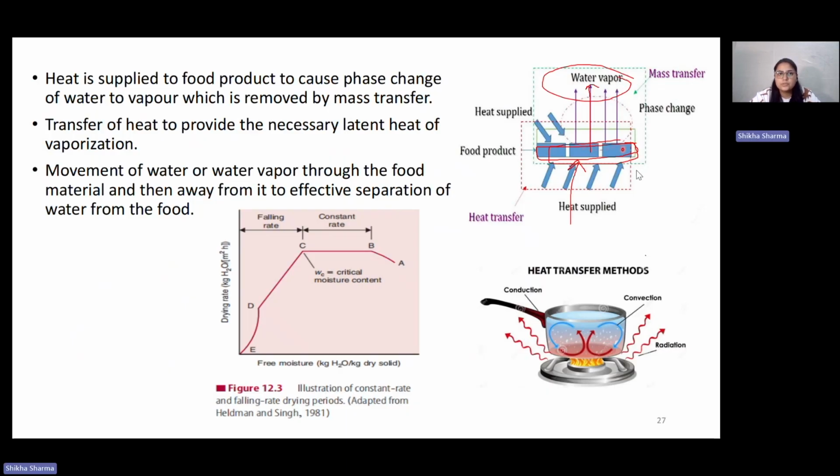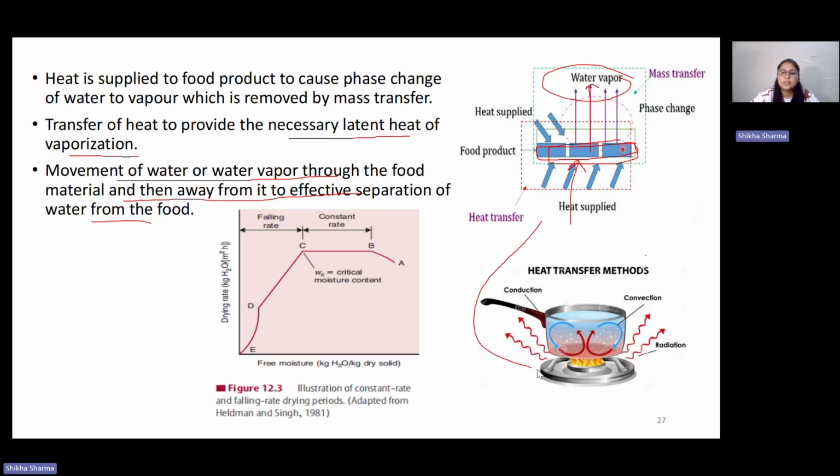So there is a transfer of heat which provides the necessary latent heat of vaporization, and then there is a movement of water or water vapor through the food material and then away from it for the effective separation of water and the food. So first water is going to take up the energy and convert into vapor, and this way heat transfer is there. After that the mass transfer is there because water vapor is going to be removed.